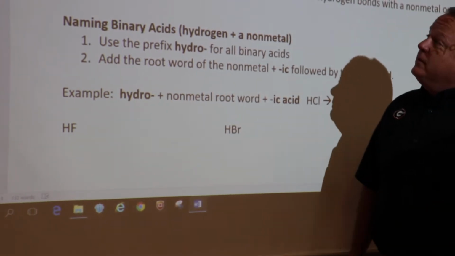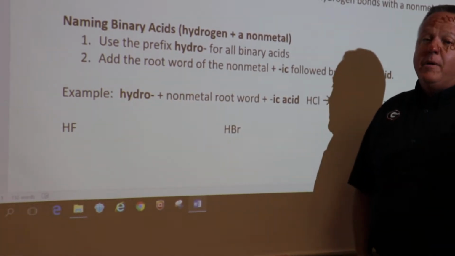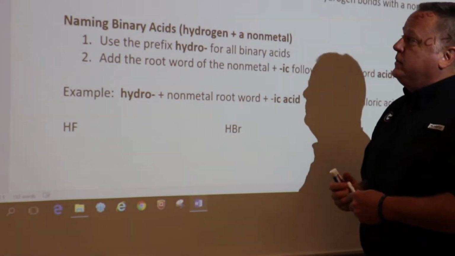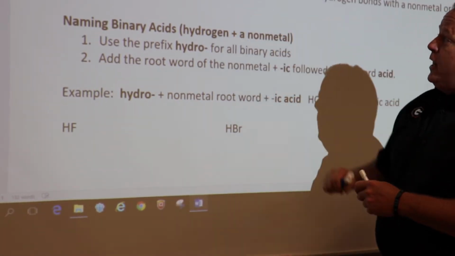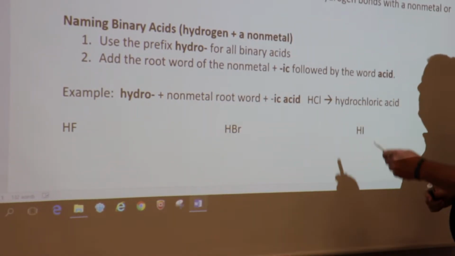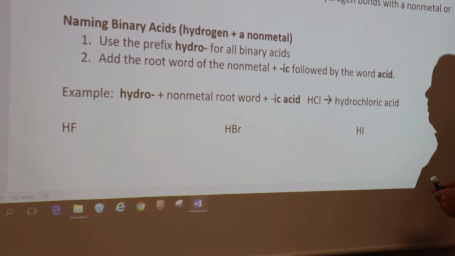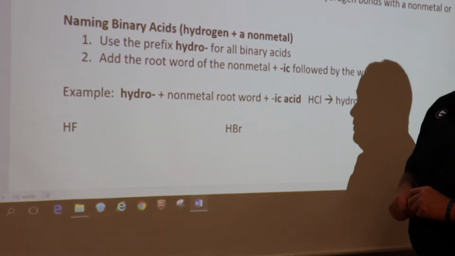All right, good morning. Today we're going to talk about how to name acids. We're going to write and name acids today. Acids are a special type of covalent compound formed when hydrogen bonds with a nonmetal or a polyatomic nonmetal ion.